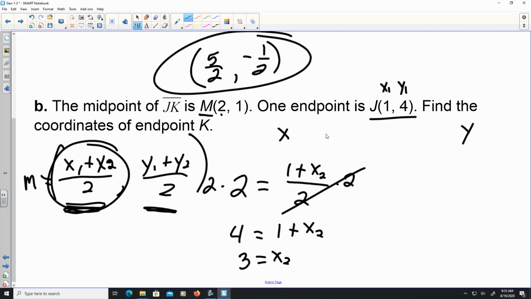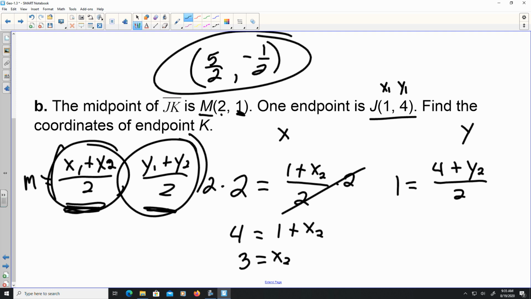Now you're going to use your y portion of the midpoint formula. I identified that my midpoint y coordinate is 1, so now I'm going to have 1 equals y1, which is 4, so it's going to be 4 plus y sub 2, all divided by 2.